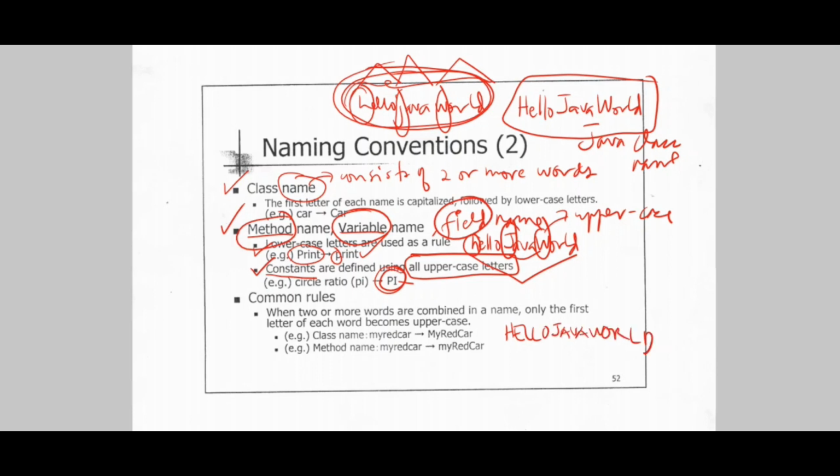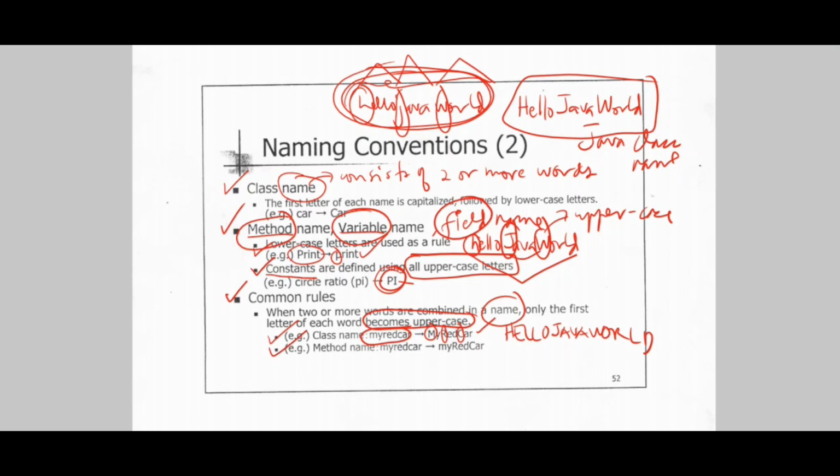And then a common rule is that when two or more words are combined in a name, as I have mentioned a while ago, only the first letter of each word becomes uppercase. So if this name, my red car, is used as a class name, then it should be written like this, MyRedCar, where each first letter of every word is in uppercase.